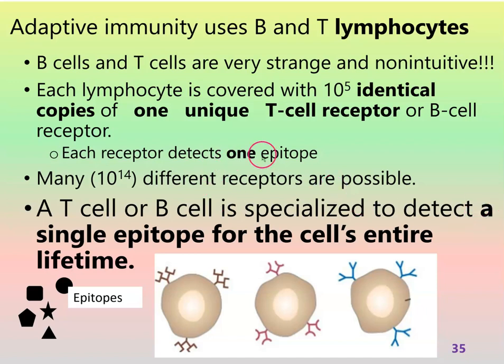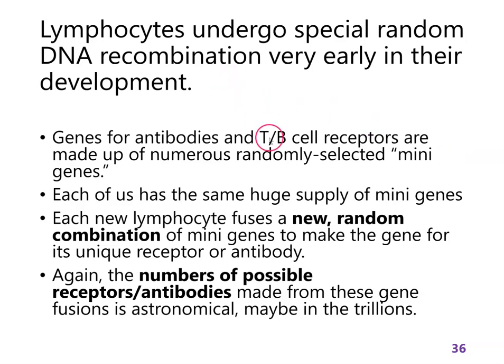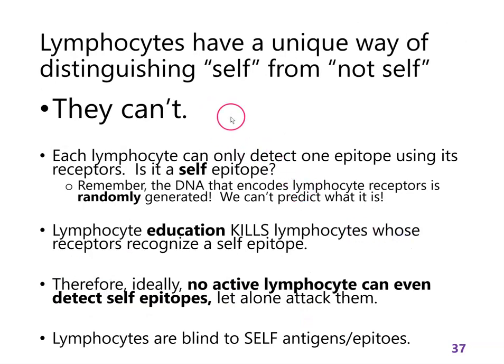So that's lymphocytes. They do this recombination thing. That's what I just walked you through. And so they have a unique way of distinguishing self from non-self, and it is that they can't. All they can see is whatever their receptor sees. That's the only epitope they can respond to. And something we haven't gotten to yet is, why don't they detect our own cells? Why don't you have a lymphocyte that has a receptor for actin or myoglobin or myelin?